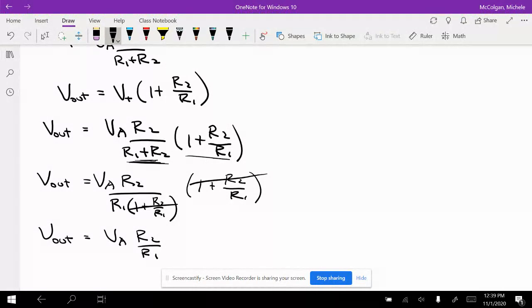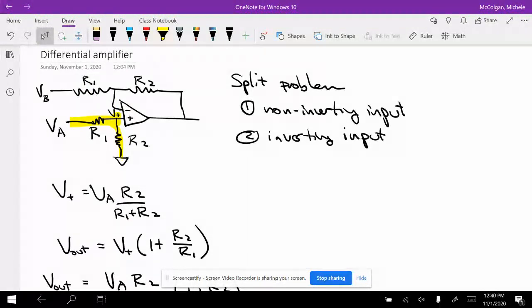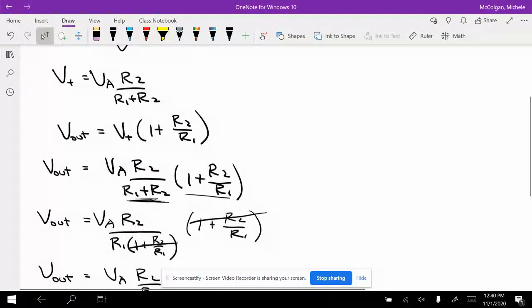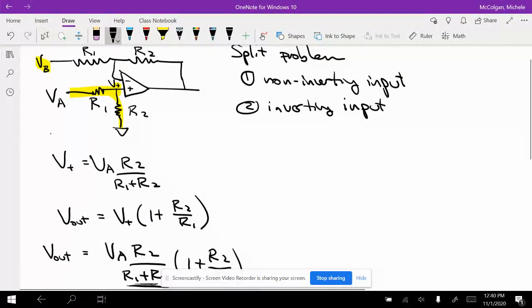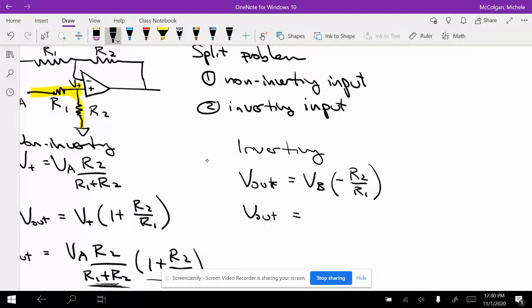Okay, so I've done the non-inverting, and now let's look at the inverting signal. If I just look at the inverting signal of VB here, and I'm ignoring the non-inverting signal, then let's do the inverting over here. So I know V out for inverting is just VB times negative R2 over R1. So V out then is just negative VB times R2 over R1.